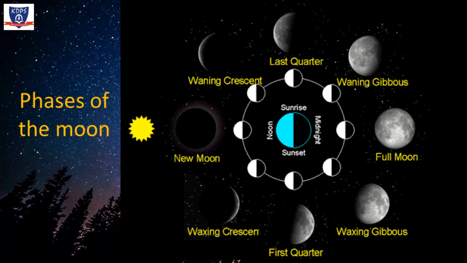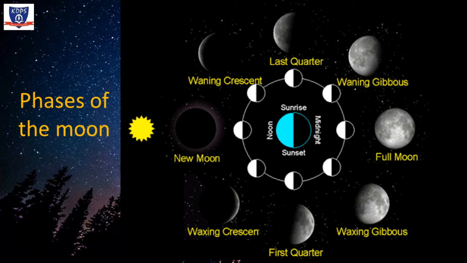Second is a waxing crescent moon. It is when the moon looks like a crescent and the crescent increases in size from one day to the next. This phase is usually only seen in the west.